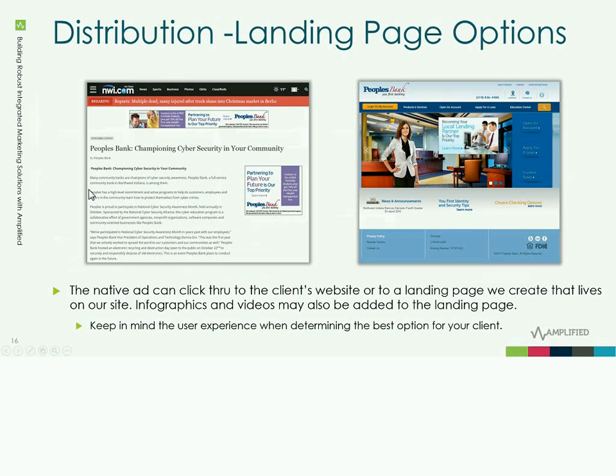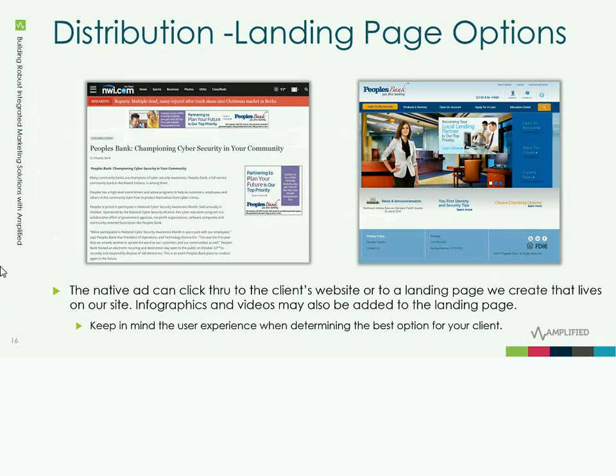Once you've sold your client the native ad unit impressions, it's important to determine the click-through as it relates to the user experience. There are 2 landing page options available as a click-through from the native ad unit itself. The first and most recommended is the online article landing page that I spoke to earlier. This will allow your client to have their custom content published on our website for the duration of their native campaign. The other option would be for the native ads to click through to the client's website directly.